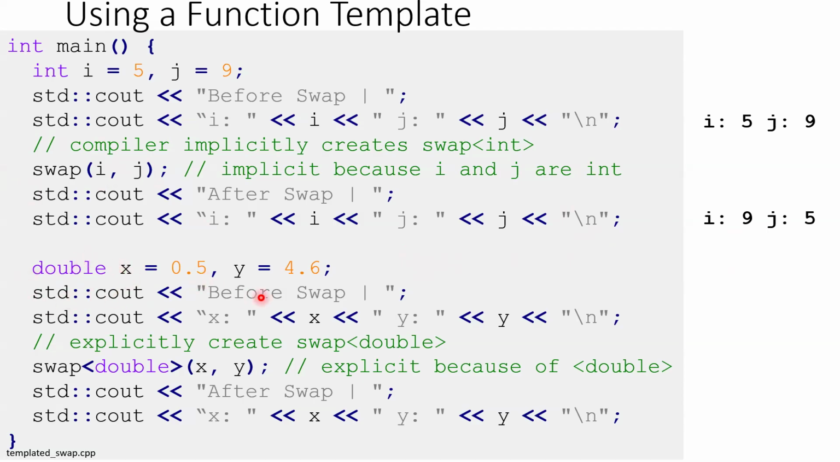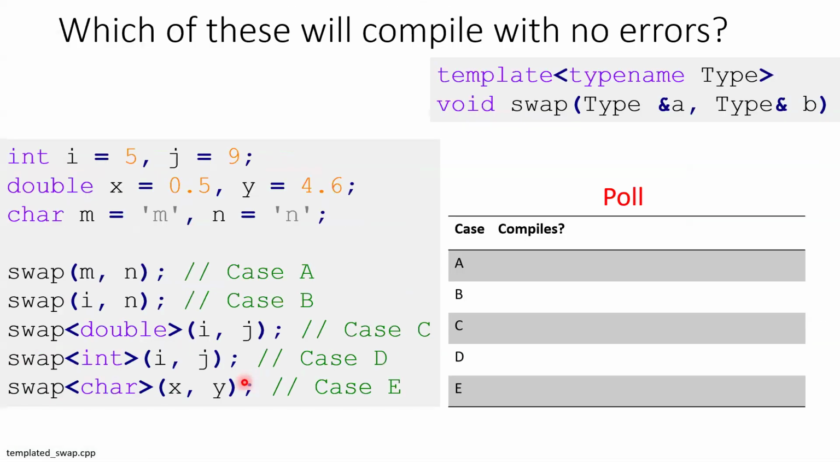If you have two doubles, x and y, this is just another convention of calling it. You can explicitly tell the compiler to use double as the type and pass in x and y. This will also work. Now let's consider these cases. We have two integers, two doubles, two chars, and these cases of calling swap. Who thinks case 1 can compile?